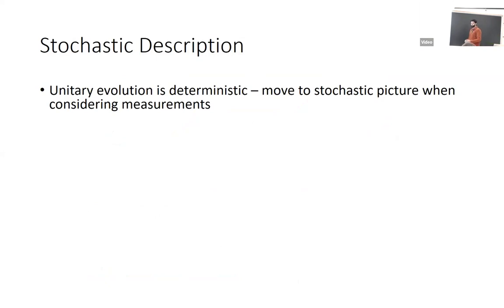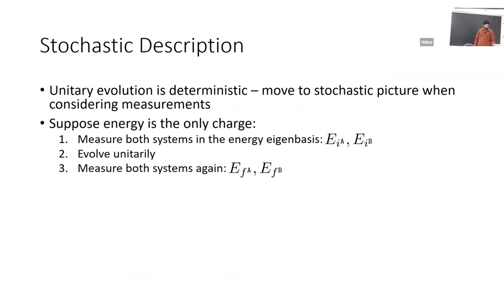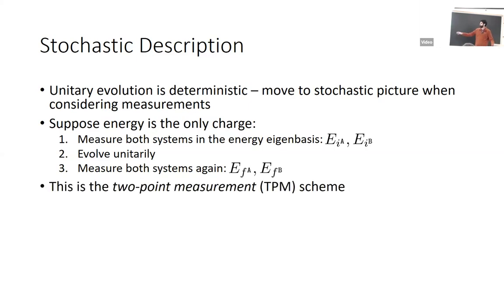Okay. So far I've talked about two systems and a unitary evolution, but this is all sort of deterministic. There's no explicit randomness or stochasticity, but that stochasticity comes in when we think about measurement. So we're now trying to probe the systems, ask how much charge is actually being transported. The canonical example for how people study the transport is done in the very simple case where just energy is the only charge. We start by measuring the energy of the two systems, evolving them, and measuring the energy again. Pretty straightforward. And this goes by the name of the two-point measurement scheme, oft-cited in the literature.